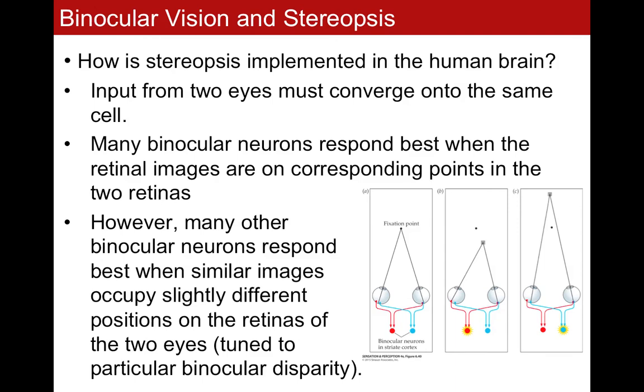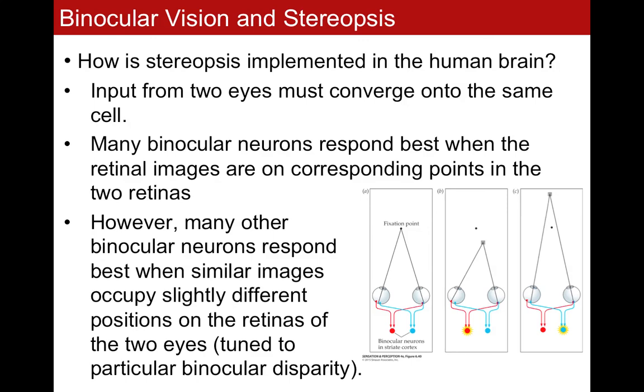This gets implemented in the human brain because input from the two eyes has to converge onto the same cell, which we know definitely does happen in our visual system. There are lots of binocular neurons that respond best when the image is on corresponding retinal points. It's not all of them that have a preference for a certain stimulus. But there are many other binocular neurons that respond best when there are similar images and they occupy slightly different positions on the retina.